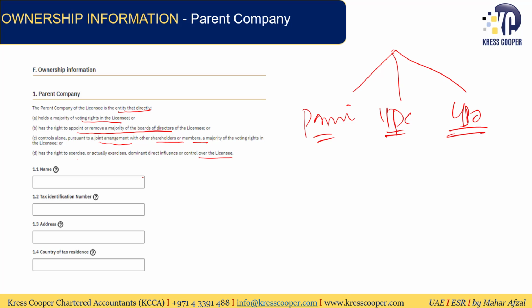So we need to provide the name of the parent company, the tax identification number of the parent company where it is registered for tax purposes. We need to provide the address and country of residence of the parent company as well.